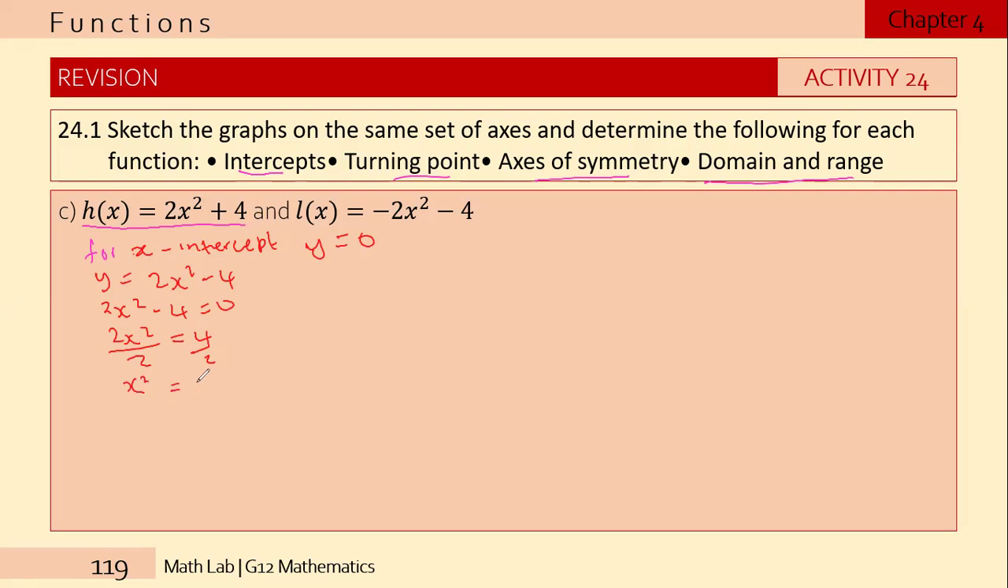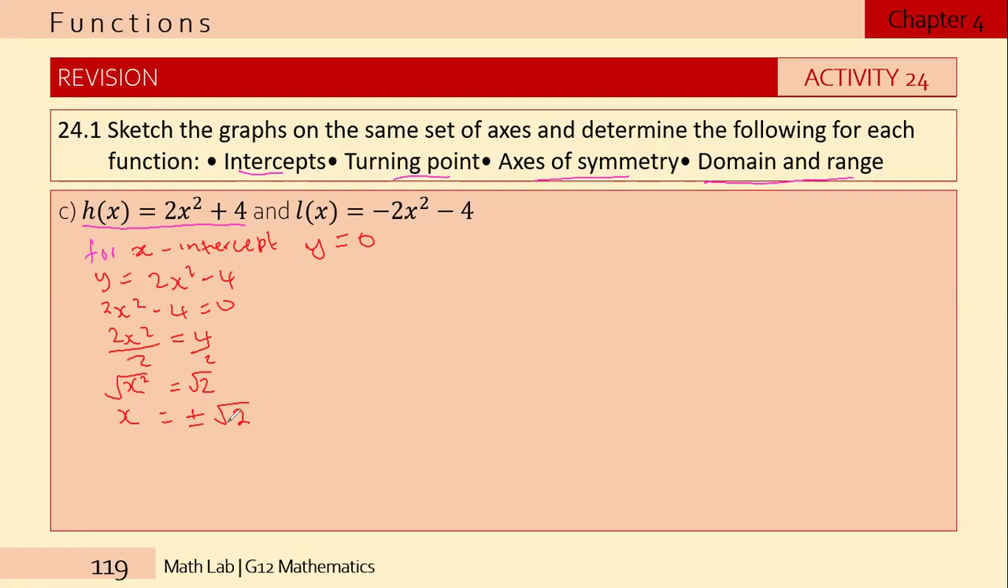X squared equals 2. Then put the square root. So x equals, immediately when you put the square root, it means x equals plus or minus the square root of 2. Every time you introduce a square root, you're going to put plus or minus root 2. So that is the x-intercept, but then you have to represent it as a coordinate.